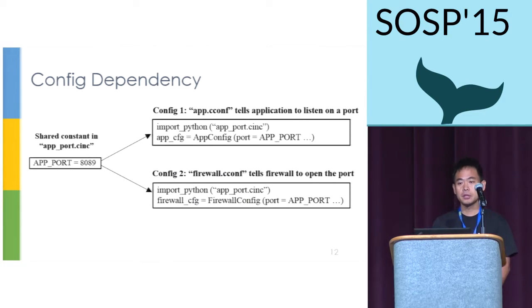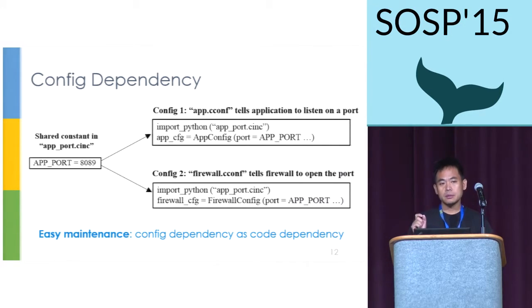Our solution is to put the port number in a common file and then import it from the two configuration programs. This is a trivial example, but in practice, you can use any code dependency that can be supported by the language, not just the constants. So specifically, we expose configuration dependency as code dependency, which makes maintenance much easier because the compiler automatically tracks the dependency, and whenever the port number changes, it will recompile both configuration programs to generate the configuration files that are consistent. So configuration as code makes it easier to handle dependency.